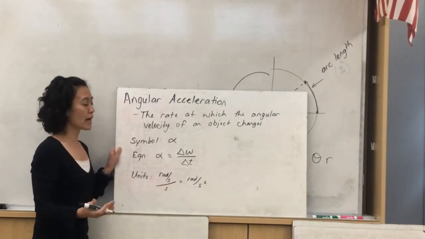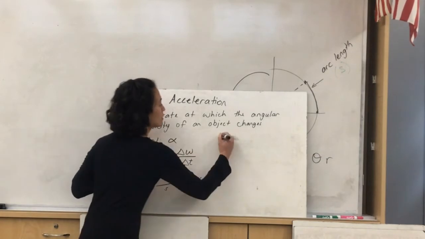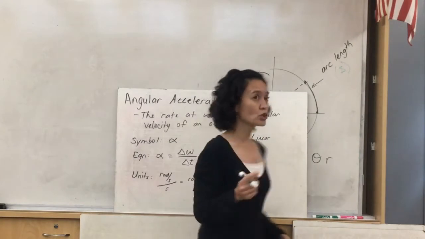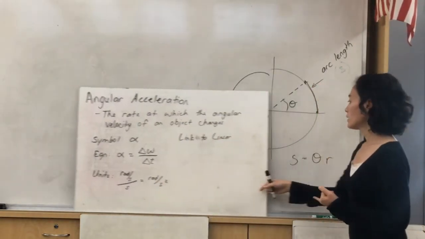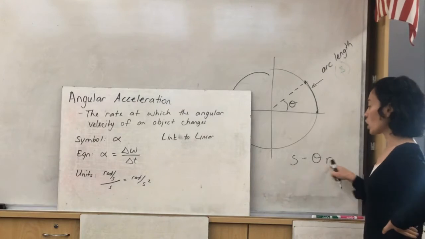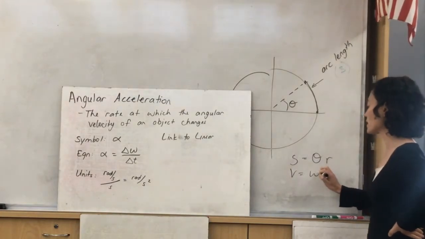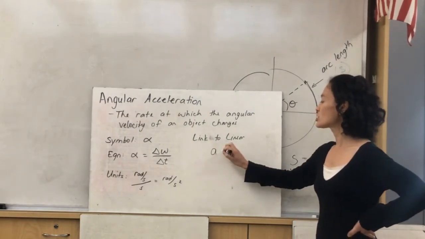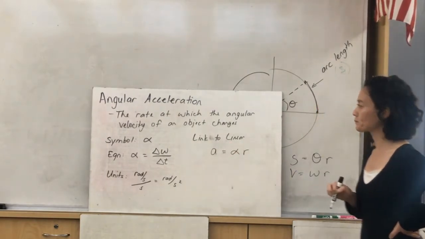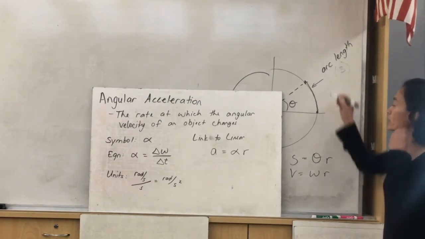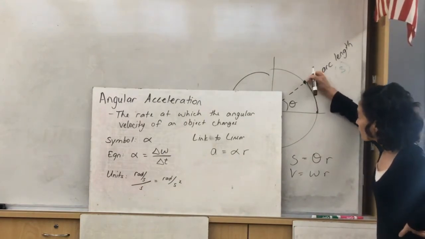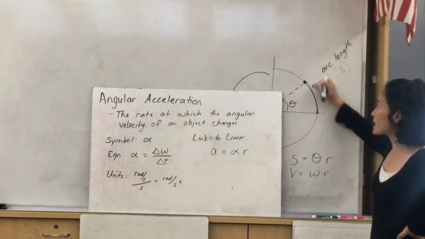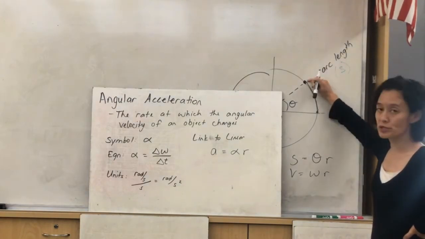And again, it's useful to have the link to the linear quantity. And hopefully you kind of saw the trend. If arc length was equal to theta r, linear velocity was equal to omega r, chances are linear acceleration is equal to alpha times r. Okay? So this is looking at the linear acceleration, like meters per second to meters per second. What does that change from the meters per second here to the meters per second here?